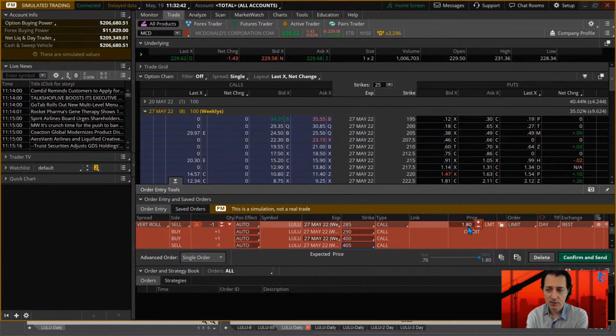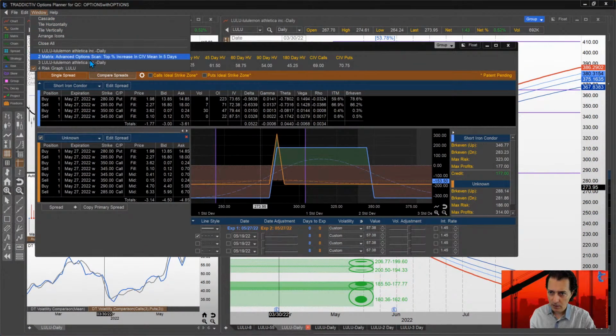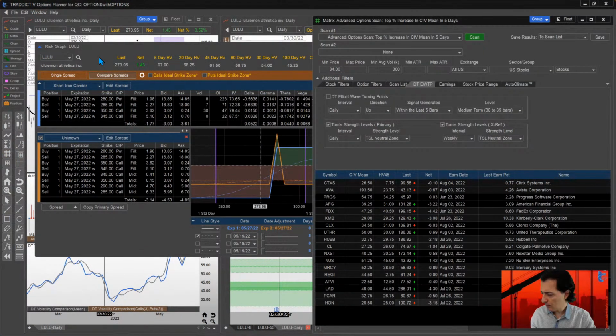I get your point, but remember, when we scanned for the Iron condor, we had two particular parameters on the matrix. Let me bring that up. Here we go, which was daily strength to be neutral and weekly strength to be neutral.